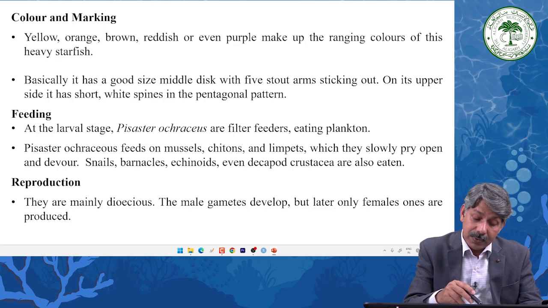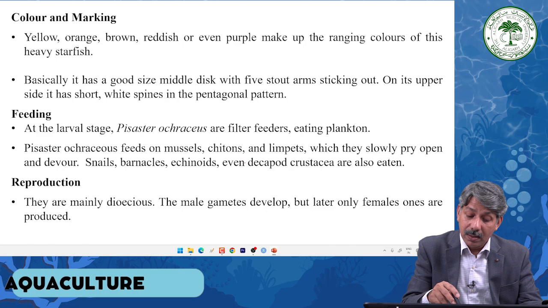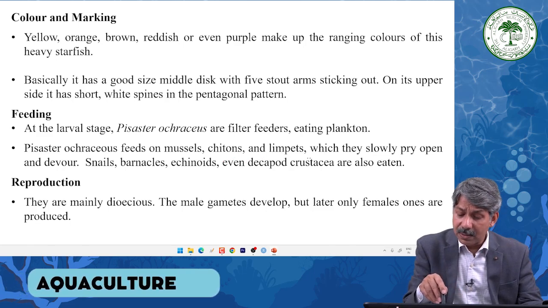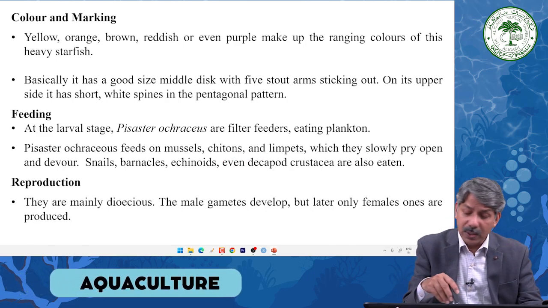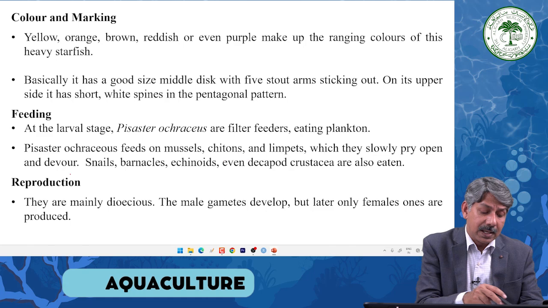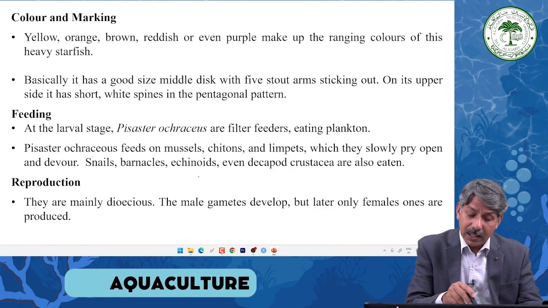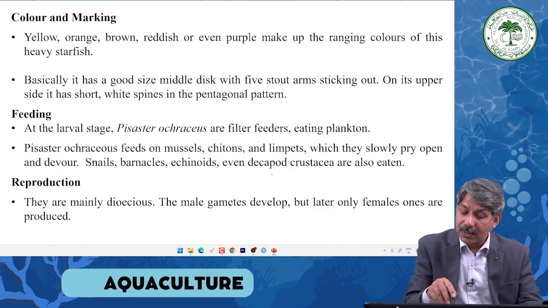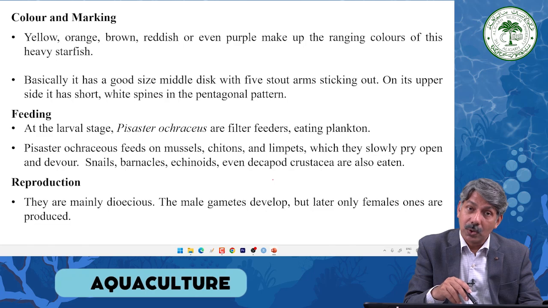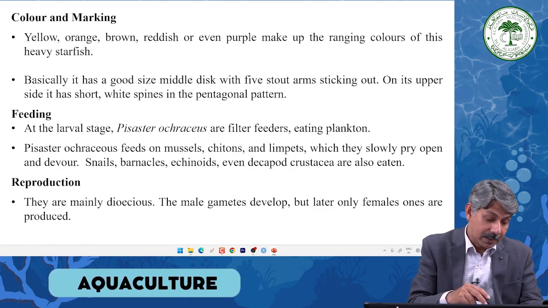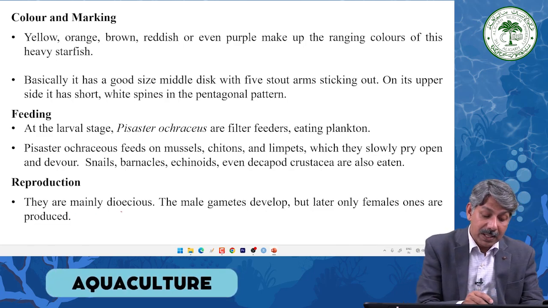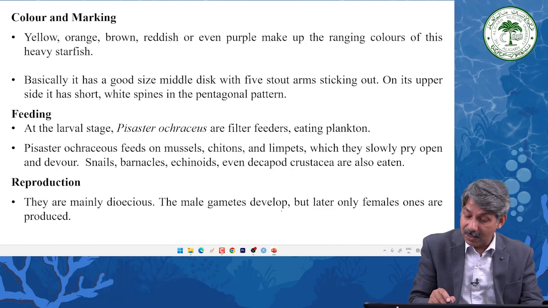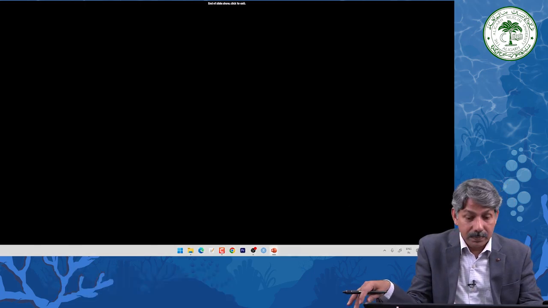Then it feeds on mussels, chitons and limpets, which they slowly pry open and devour. Snails, barnacles, echinoids, even decapod crustacea are also eaten by this creature. They are mainly dioecious, the male gametes develop first, but later only female ones are produced.